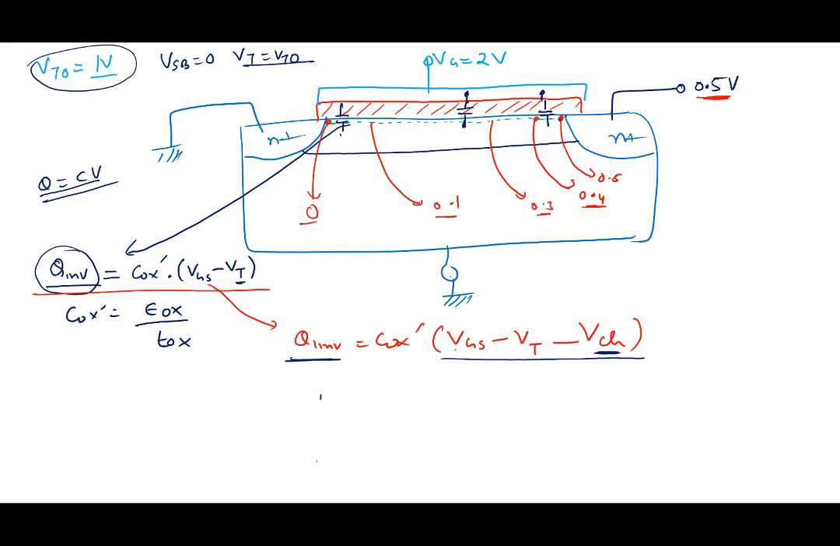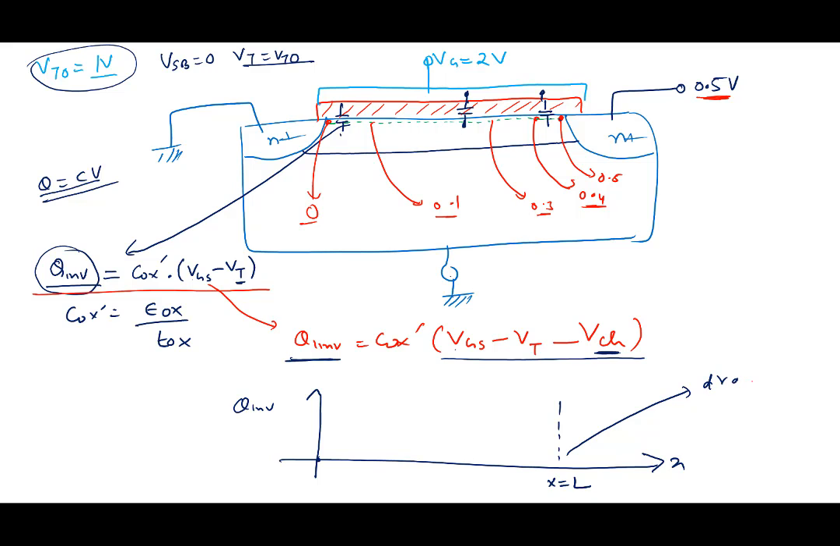If I were to plot the inversion charge, Q inversion versus X here, let's say X equal to 0 denotes the starting point and X equal to L denotes the drain end. Inversion charge is maximum here and will be decreasing like this towards the end. Maximum inversion charge here and minimum inversion charge here. We are drawing only the qualitative picture, so inversion charge is decreasing.